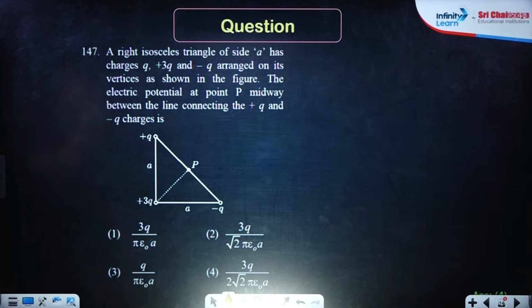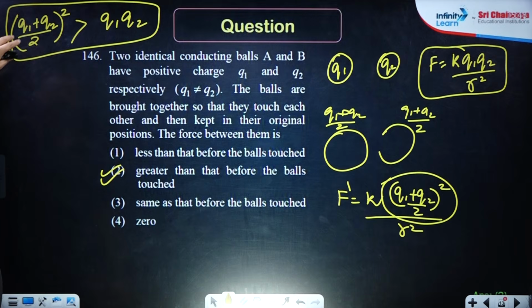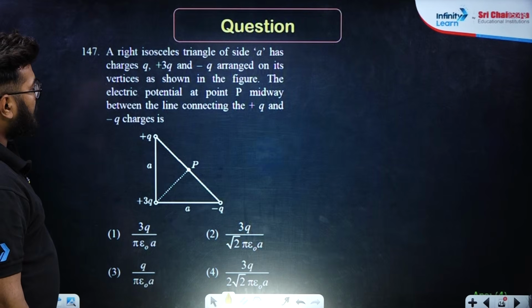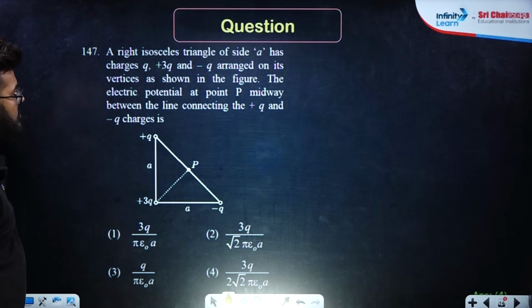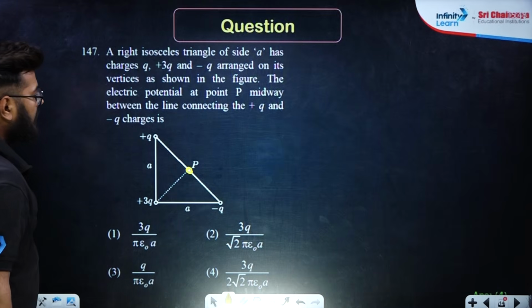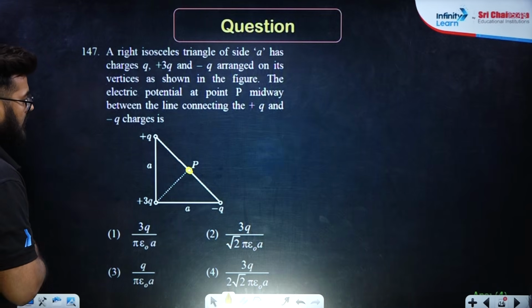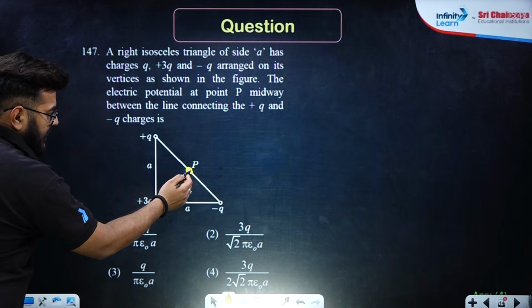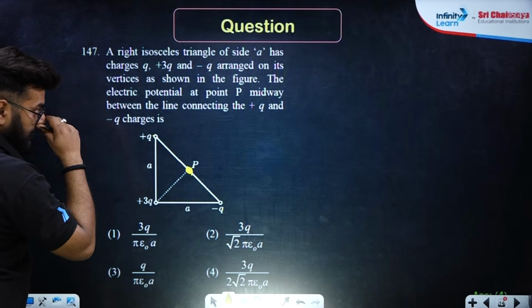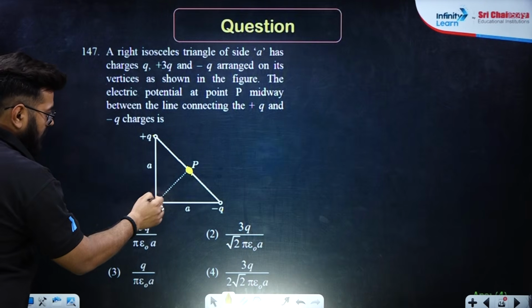A right isosceles triangle of side A has charges, and how to solve it? Please open it, you will understand yourself. A right isosceles triangle of side A has charges Q, 3Q and minus Q arranged on the vertices as shown in the figure. The electric potential at point P, midway between the line connecting the plus Q and the minus Q charges. So midway between them, the electric potential because of these two will be 0. You only need to calculate because of this one.